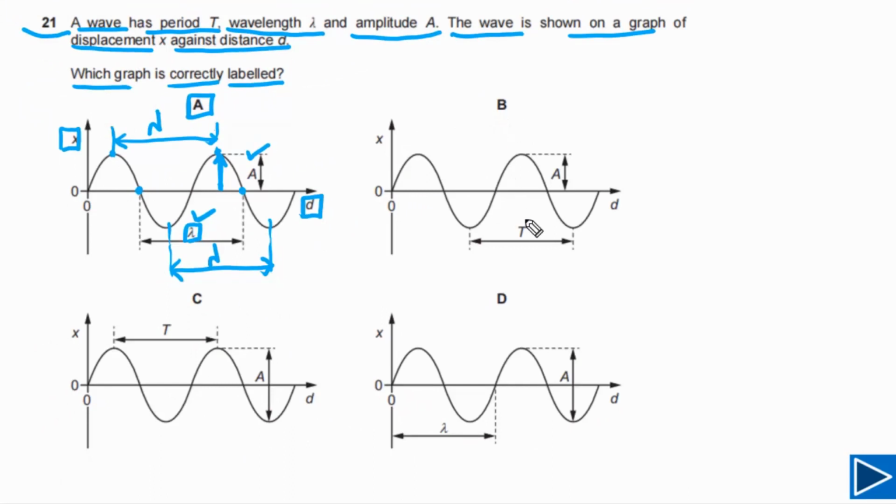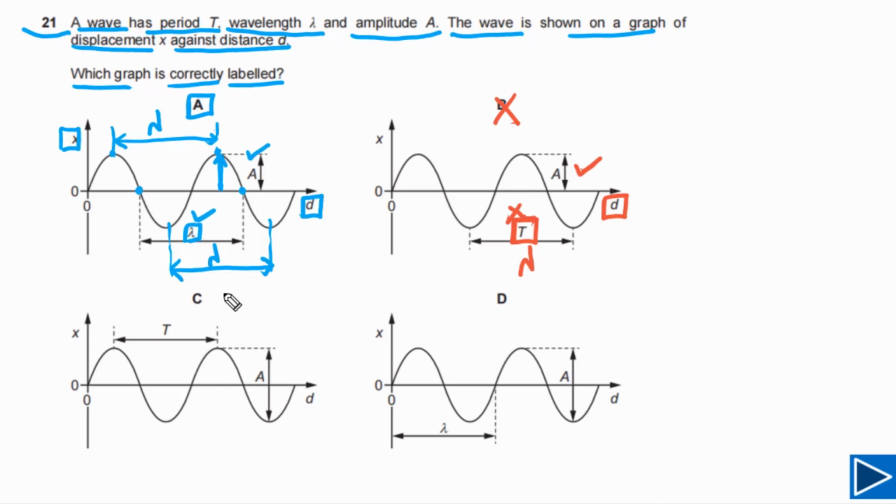Now, option B is incorrect because this is labeled time period. This cannot be time period. This can be lambda because the x-axis is distance. So this one is wrong, but amplitude is labeled correct. So that's the reason B is not the answer.